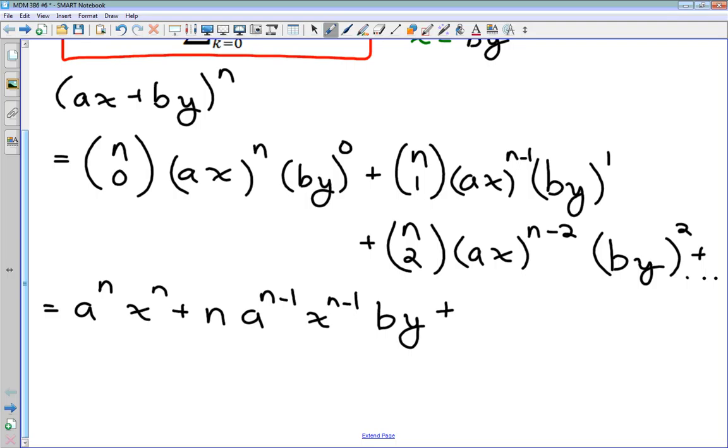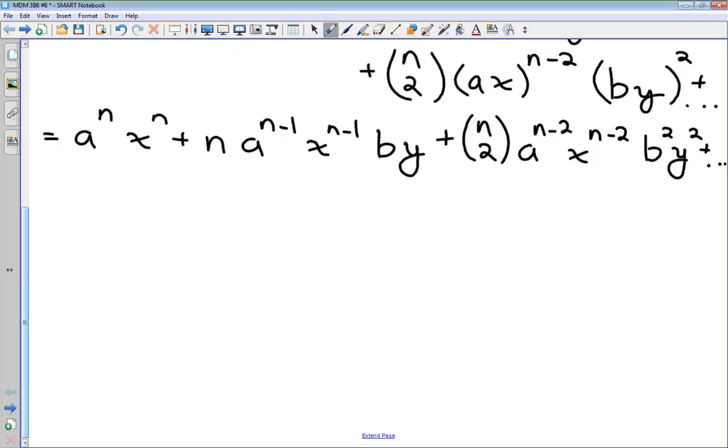My third term is going to be n choose 2. I don't really know what to do with that yet, so I'll just leave it as n choose 2. But again, I can apply the exponents to everything inside the brackets: a^(n-2), x^(n-2), b squared, y squared, plus again, dot, dot, dot.